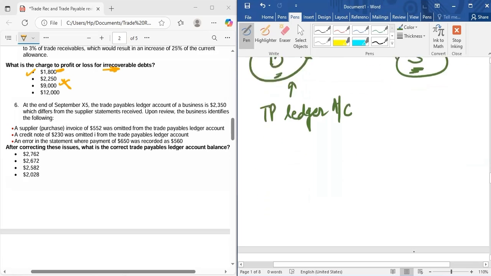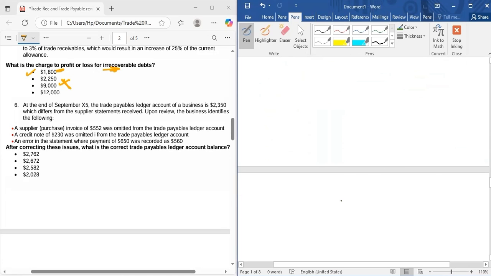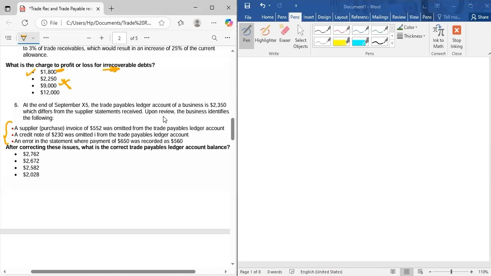So what is happening here, there's a difference between the two. According to the business, the trade payables ledger shows that the business has to pay $2350 to the supplier, but the supplier statement says something else. Upon review, the business identifies the following. Now this difference should not exist, because if I owe you 200, then I owe you 200 only, and according to you also I should owe you rupees 200 only. So they investigated the reasons why this difference is arising. After correcting these issues, what is the correct trade payables ledger account balance?